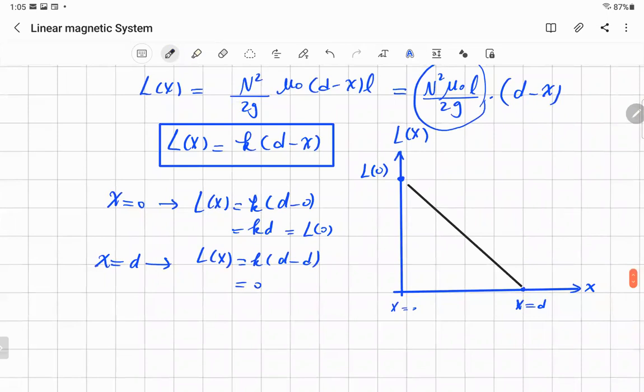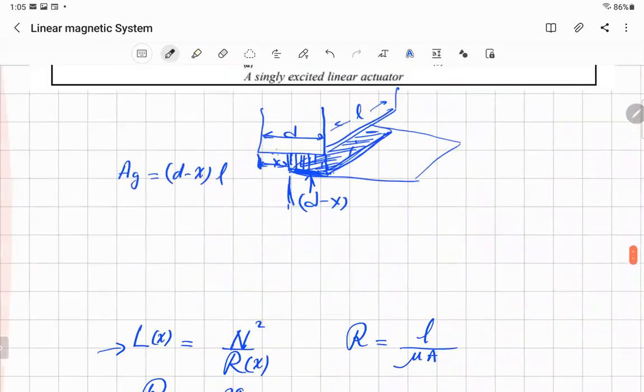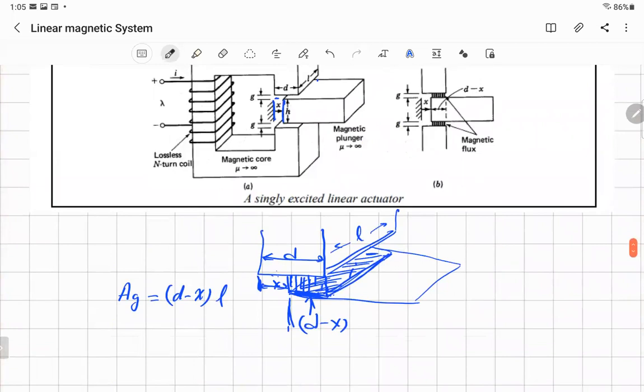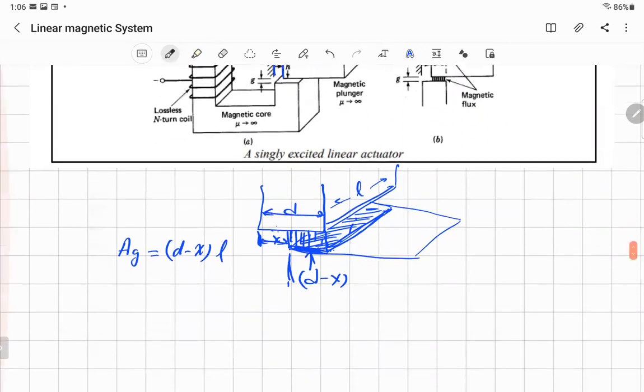So what does this straight line mean? It means that when X equals zero, there is no space there, so that's the maximum. And then every time X is moving, L is decreasing until X equals D. What does X equals D mean? Remember, it means the whole movable part is outside. When the whole movable part is outside the magnetic cell, no flux can go through. So L of X equals zero. All right, makes sense for the equation.